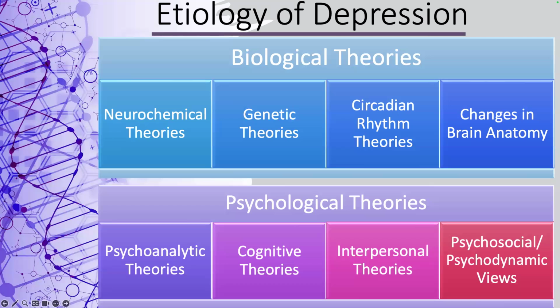Psychological theories. These have to do with your history. Psychoanalytical theories say that you had a significant loss at some point in your life. Cognitive theories have to do with how you think. If you have negative thoughts, you'll have negative behaviors. Interpersonal theories have to do with the fact that we as humans are social creatures. And so if you don't have relationships and supports, that can lead to depression.